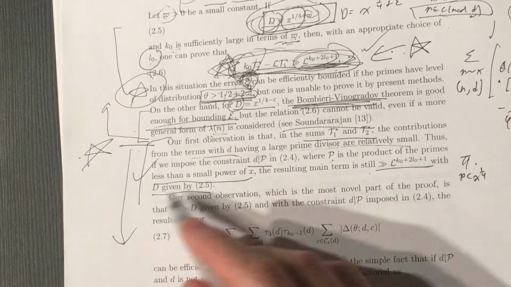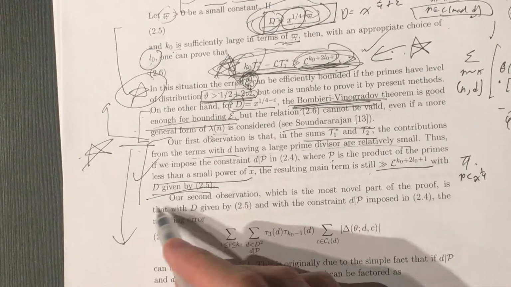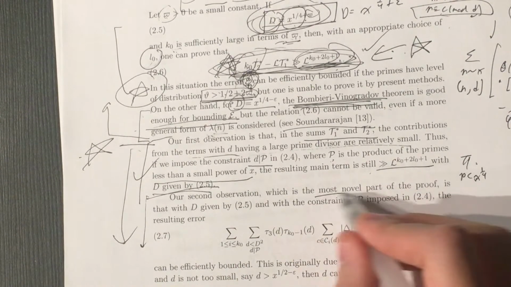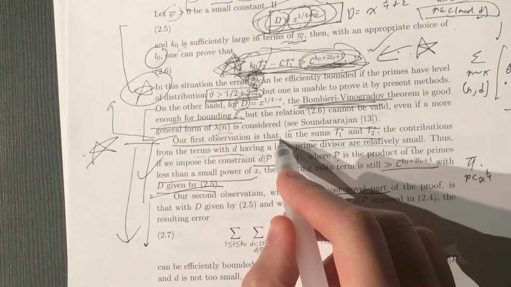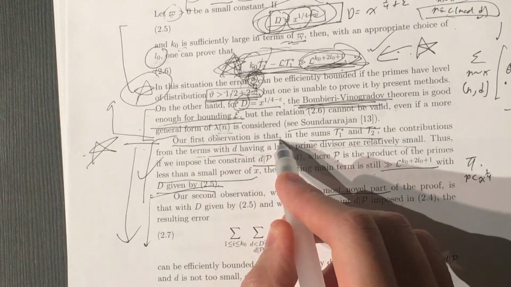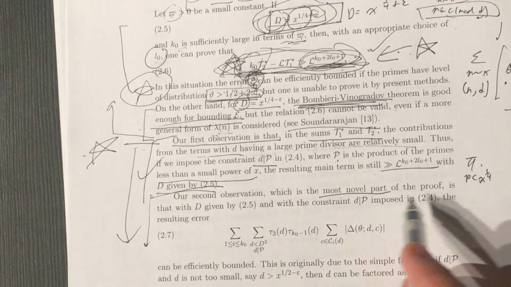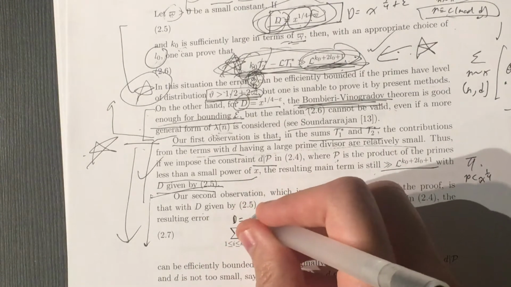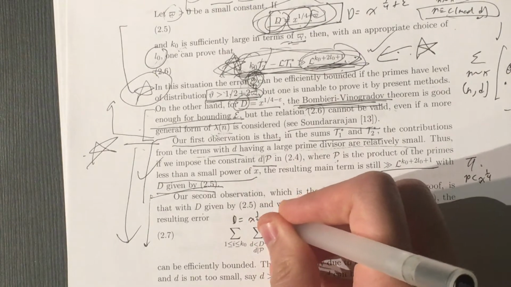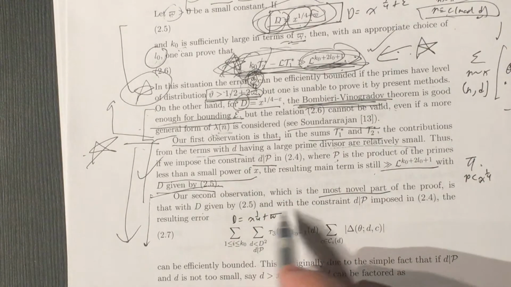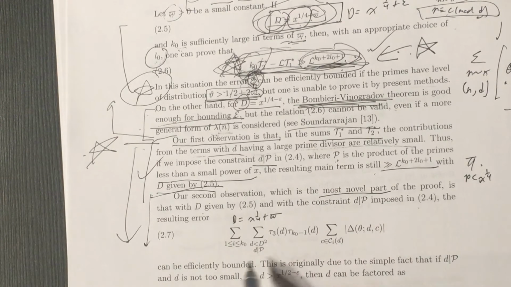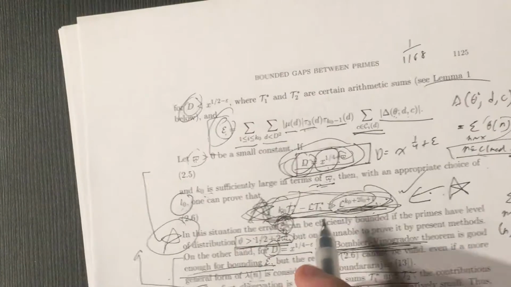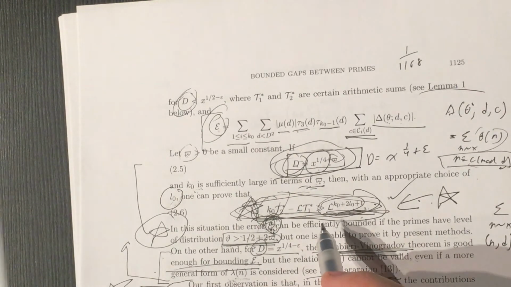Okay, yep, that's good. And then what's his second observation? Second observation, which is the most novel part of the proof. So this is his first observation, which is apparently not too important or not too surprising, but this is the most novel part, that with capital D given by 2.5, so D equal to x to the 1/4 plus this var pi, which is going to be small, with the constraint, yeah, okay, and then the resulting error can be efficiently bounded.